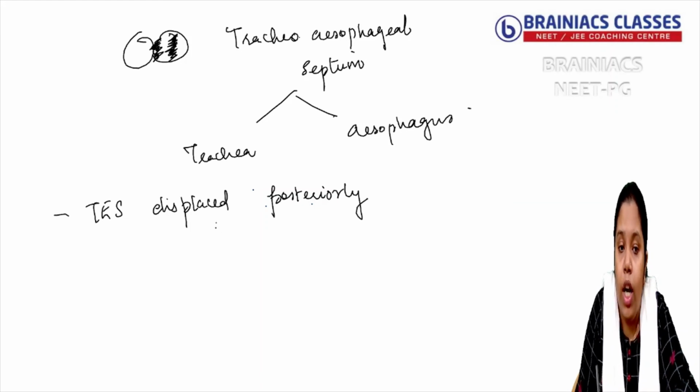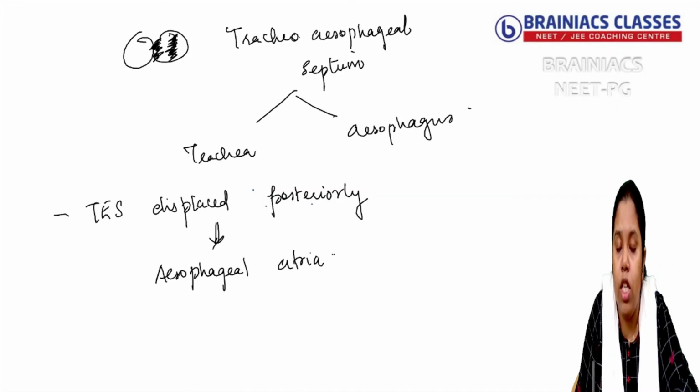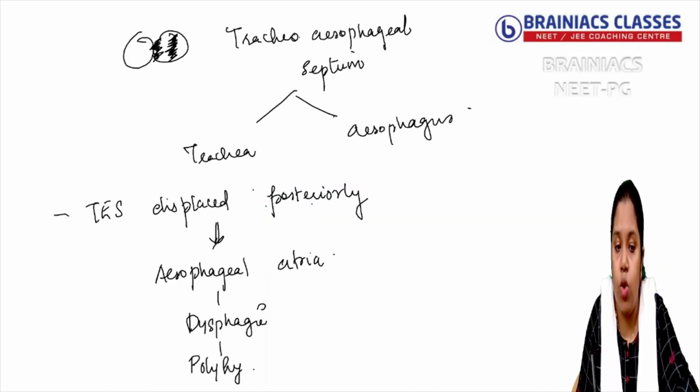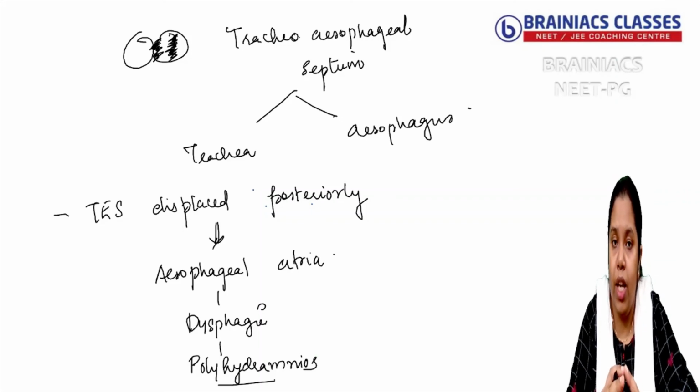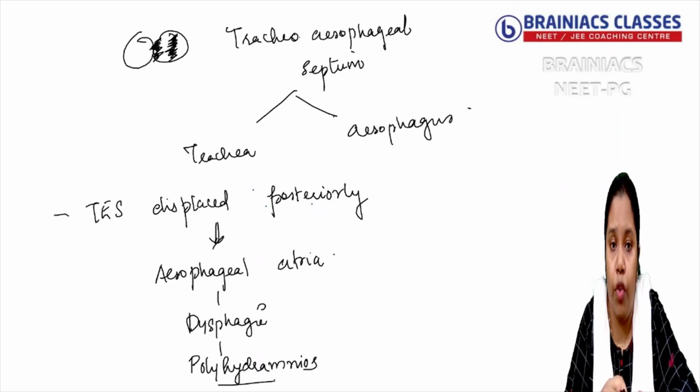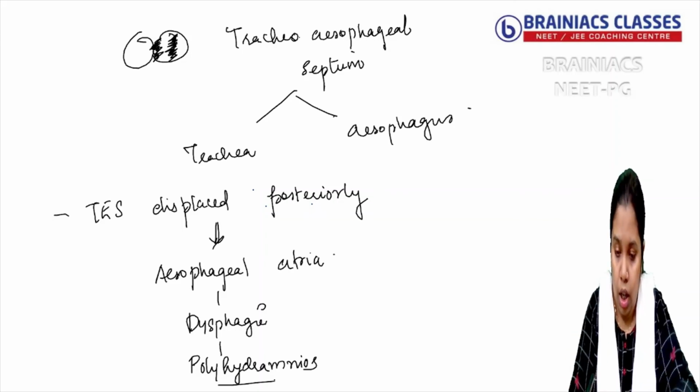It forms what? It forms, or there will be esophageal atresia. What happens when there is esophageal atresia? There will be dysphagia, or there is no swallowing. That will lead to what? That will lead to polyhydramnios. So this is what is happening if there is posterior displacement of the tracheoesophageal septum leading to esophageal atresia.